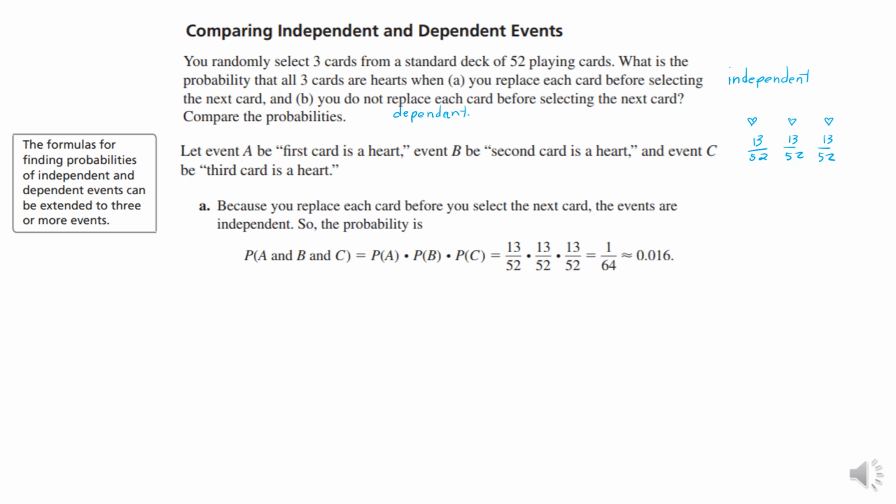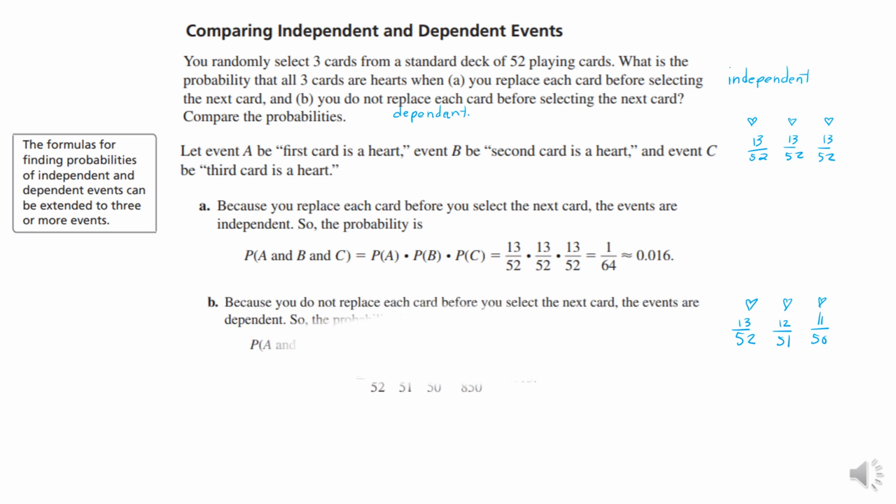And we're going to get this formula, okay? All right. Then for B, we're not replacing it. So the first heart, it's 13 out of 52. But the second heart, there's only 12 left, and there's only 51 cards left, right? And then the third heart, there's only 11 hearts left, and there's only 50 cards left. So we have to subtract one each time. So if we're going to calculate this one, it's going to look like this, which is a much bigger number and a much smaller probability.